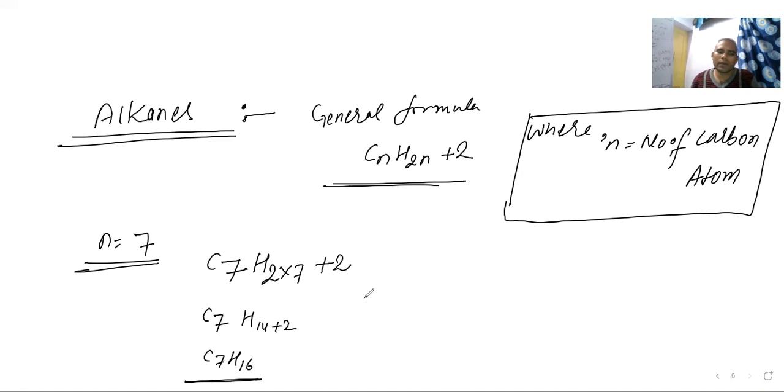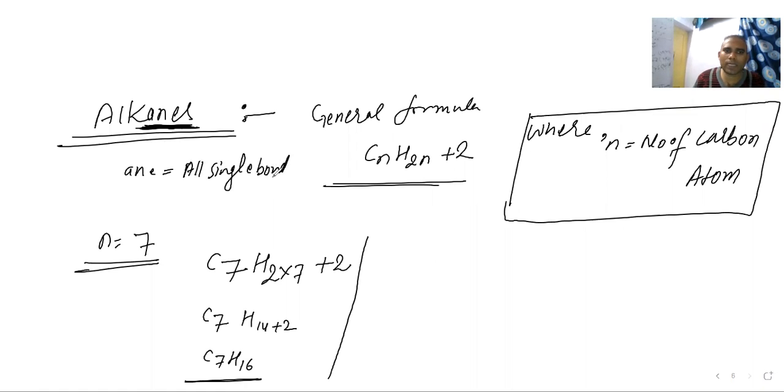Now you draw the structure, because this is the alkane. So here is the ANE. Should it be a single bond or a double bond, Janab? What can it be? It is ANE, so it's single bond. So when ANE is there, it means all single bond, all single bond only.